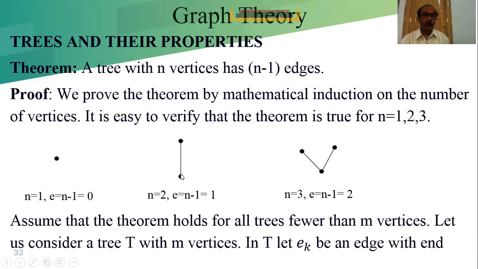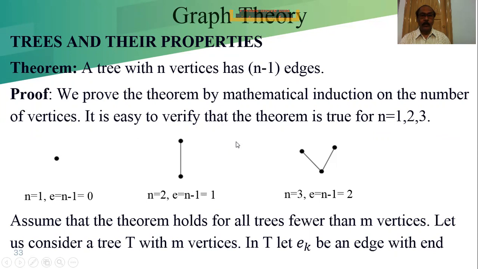Let us consider two vertices, n equal to 2. How many edges are there? 1. We can write n minus 1 equal to 1, that means 2 minus 1 is equal to 1. Consider three vertices, 2 edges: n equal to 3, the number of edges e equal to n minus 1, that means 3 minus 1 is equal to 2. So we can easily show that the theorem is true for n equal to 1, 2 and 3.